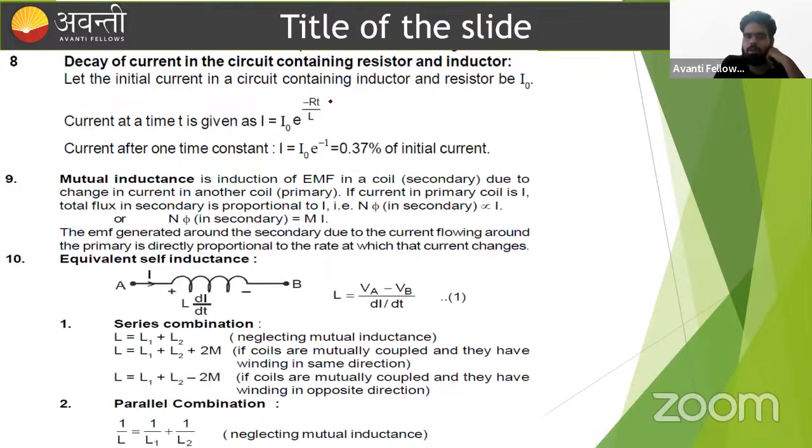The similar type of graph, just opposite in nature, is the decaying current. So we can say in the decaying current, it is an exponential decreasing function. In this case, this is the exponential decreasing function, such type of graph. And here the time constant is related to the initial value of this current.